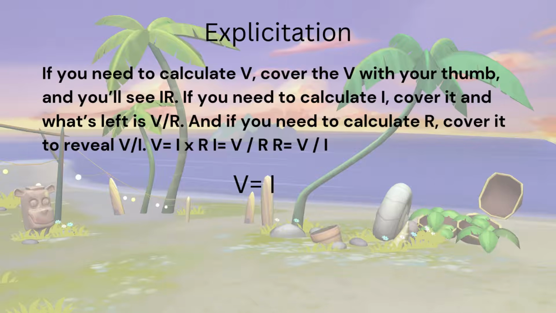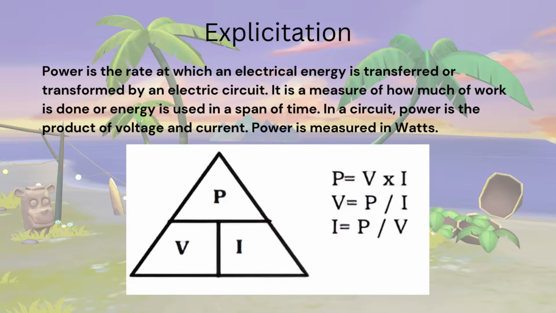V equals I multiplied by R. I equals V divided by R. R equals V divided by I. Power is the rate at which electrical energy is transferred or transformed by an electric circuit. It is a measure of how much work is done or energy is used in a span of time. In a circuit, power is the product of voltage and current. Power is measured in watts. P equals V times I. V equals P divided by I. I equals P divided by V.